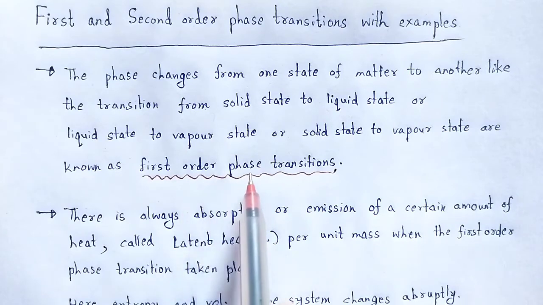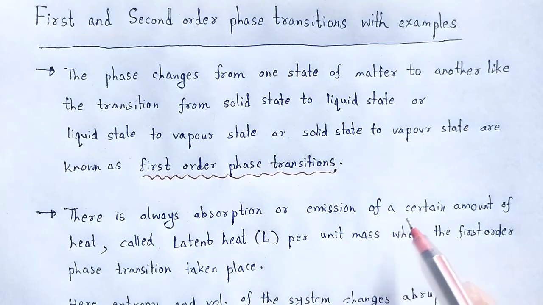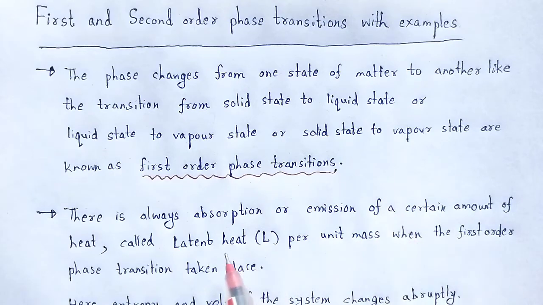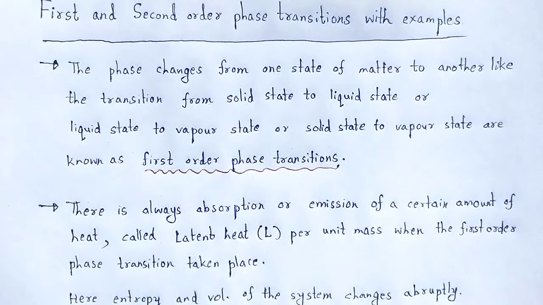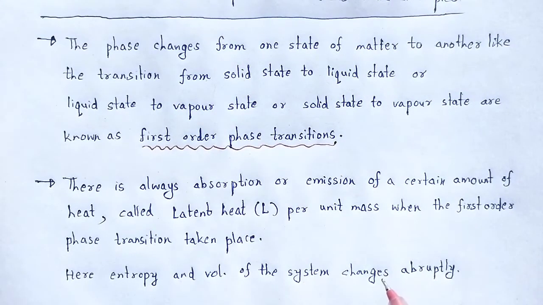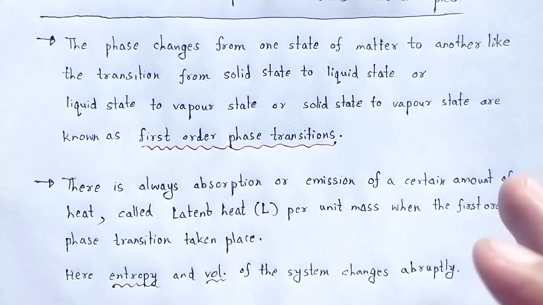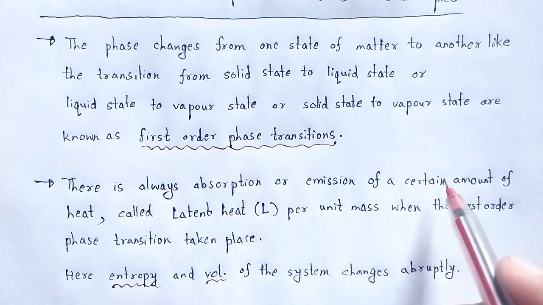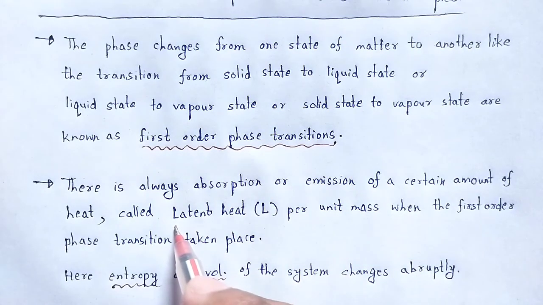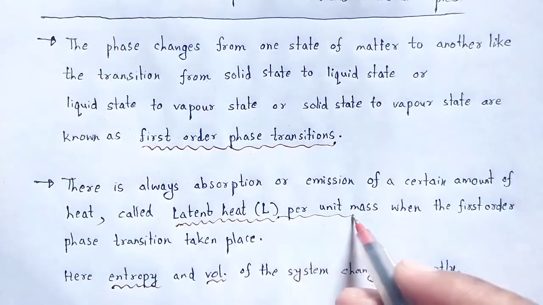Here, what happens in case of first order phase transitions? There is always the absorption or the emission of a certain amount of heat. That heat is known as the latent heat per unit mass when the first order phase transition is taken into consideration. Here, entropy and volume of the system change abruptly, and the absorption or emission of a certain amount of heat, known as latent heat per unit mass, happens in case of first order phase transitions.